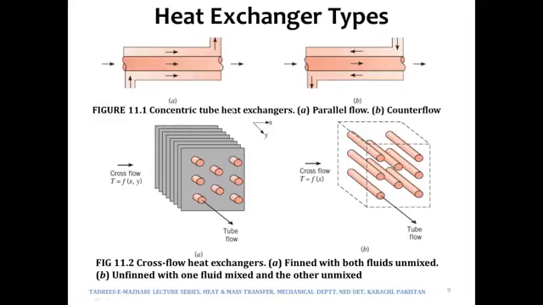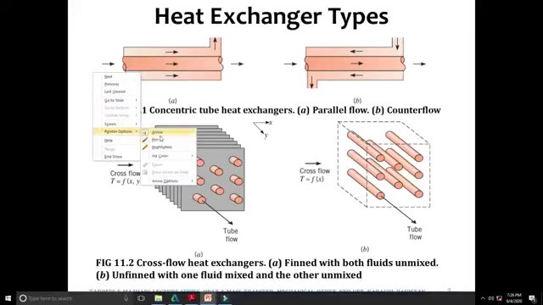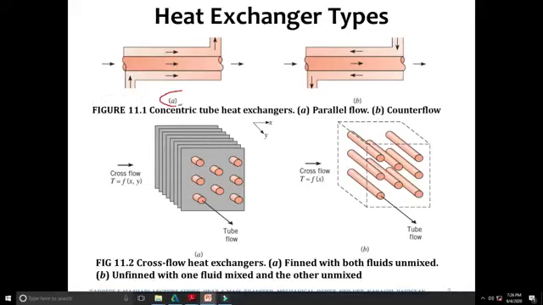Now moving forward, this is the figure taken from our book, figure 11.2 of Incropera and DeWitt, and over here it shows concentric tube heat exchangers in parallel flow and counterflow. This is what we have just discussed. In figures A and B, the two fluids are moving in the same direction, so that would be considered a parallel flow heat exchanger, whereas over here the two fluids are moving at 180 degrees to each other, therefore it would be considered a counterflow heat exchanger.